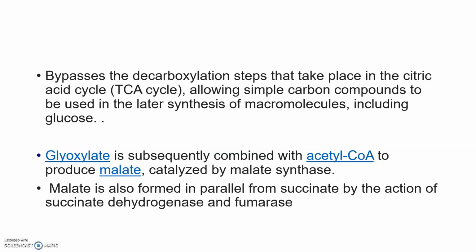Glyoxylate is subsequently combined with acetyl-CoA to produce malate, and it is catalyzed by malate synthase. Then malate is also formed in parallel from succinate by the action of the succinate dehydrogenase enzyme and fumarase.